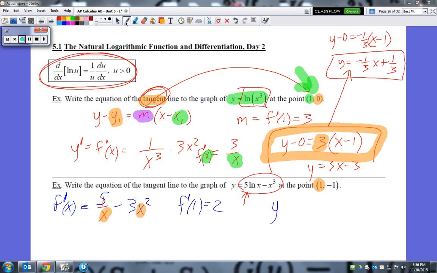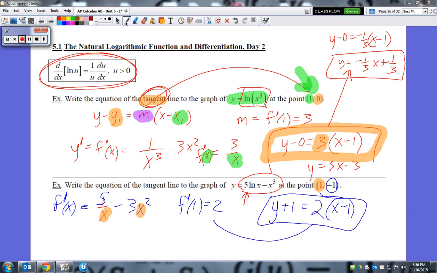So it'll be y minus y1, which is right here, so it's going to be plus, because it's subtracting the negative, is equal to this 2 that I found for the slope, times x minus 1, because it's that x value right here. And that would be your answer for that one. Alright.